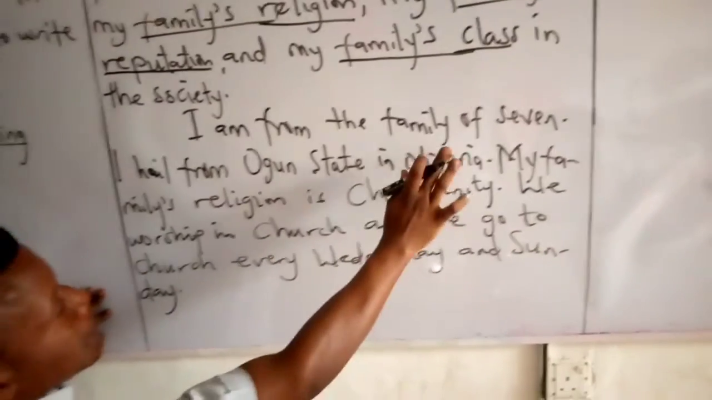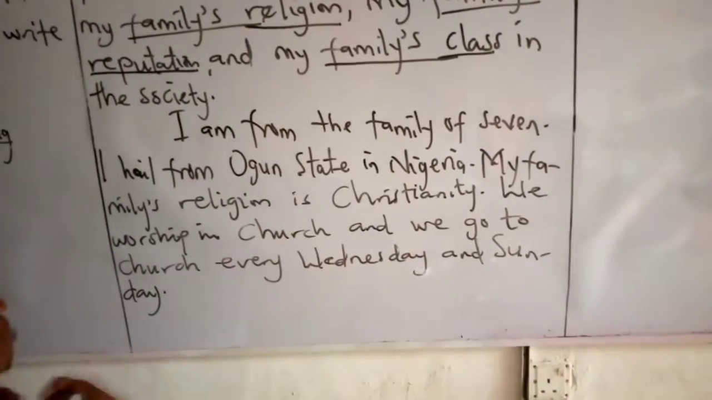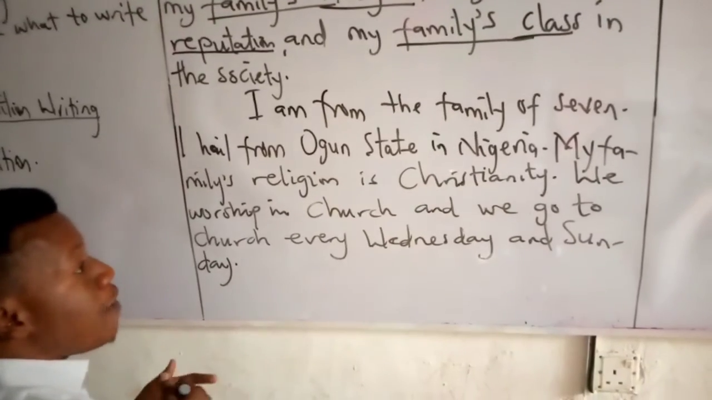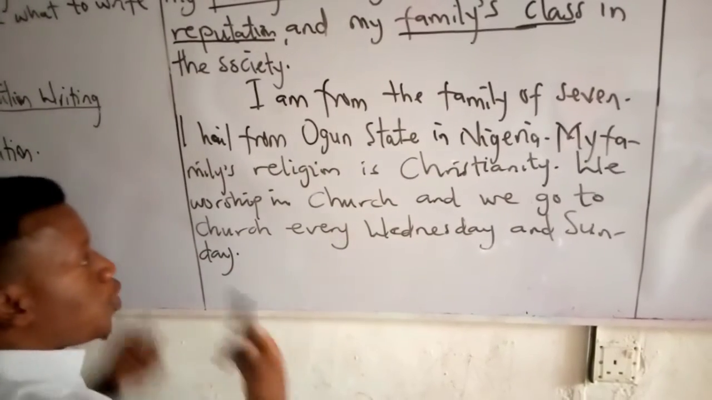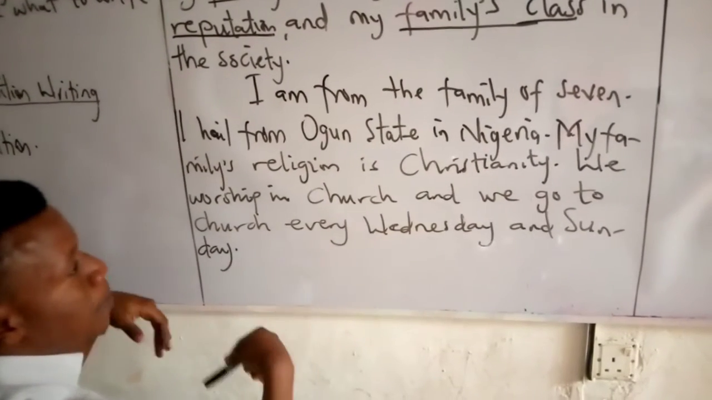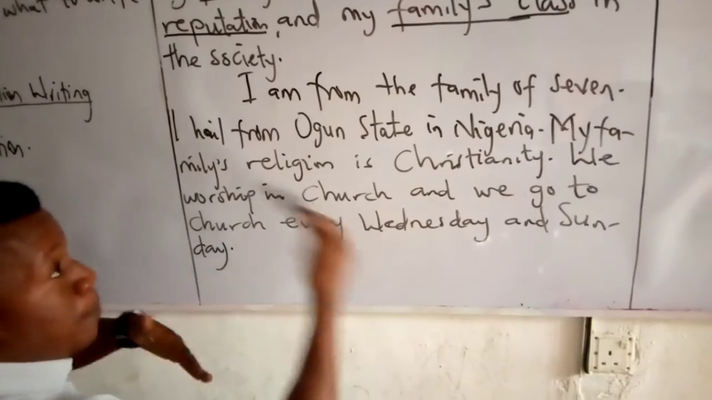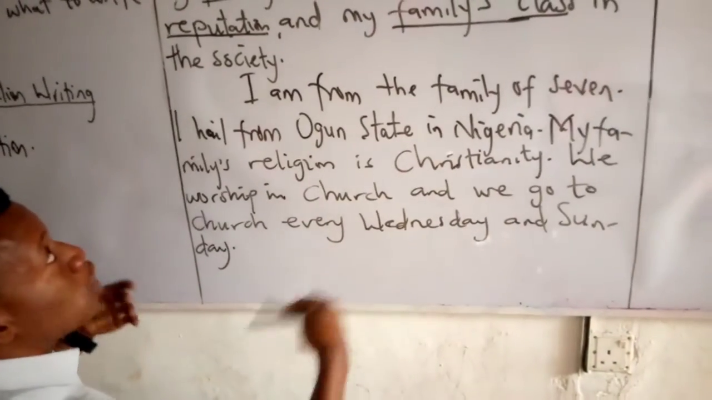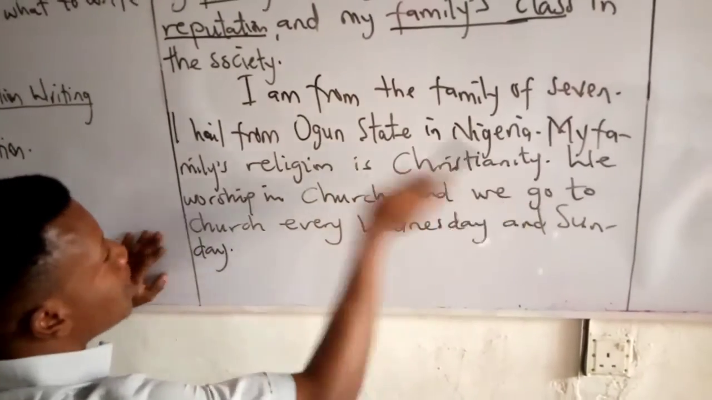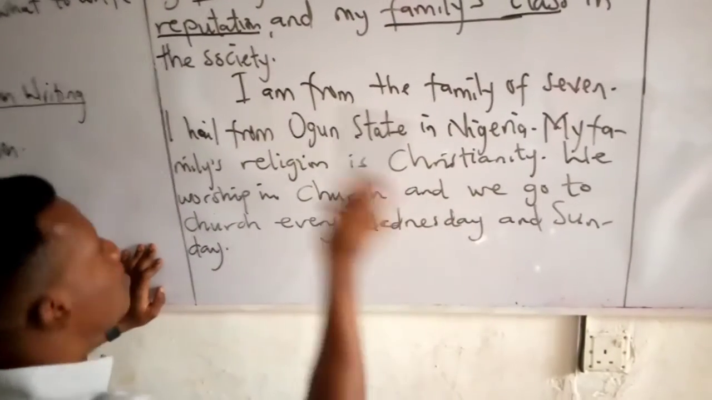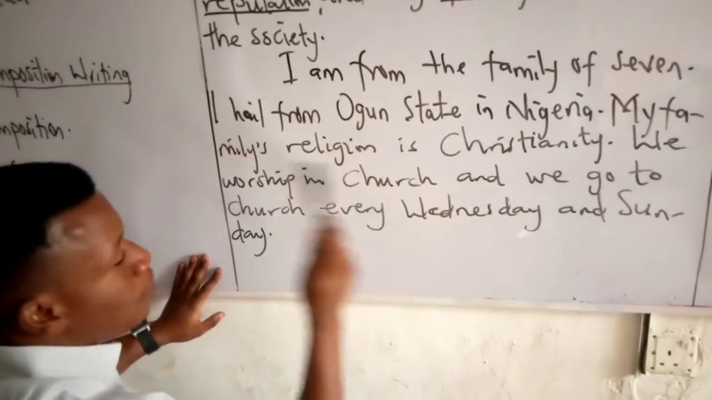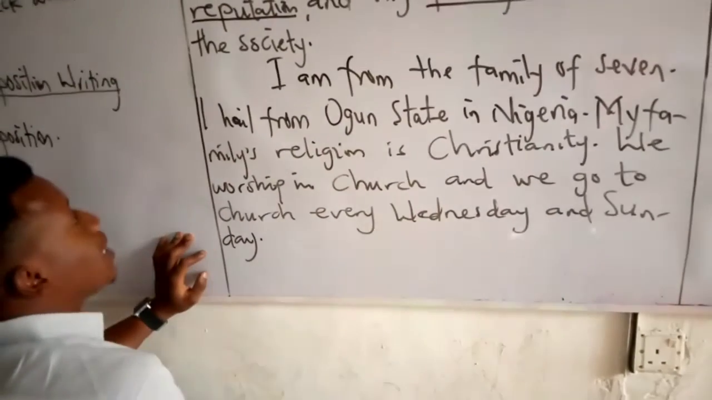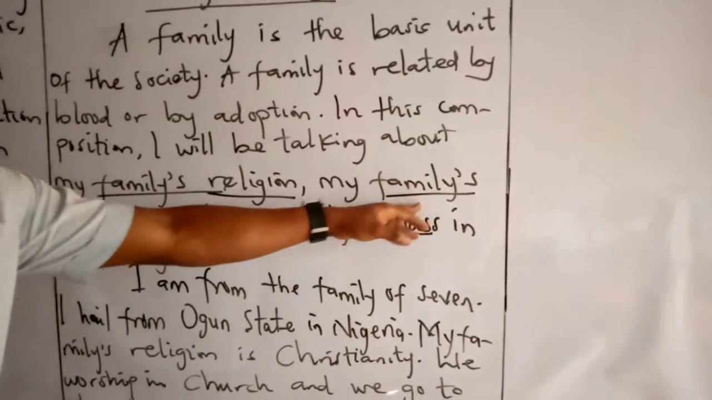Now this is my own family. You talk about your own family. If you're a Muslim, write about your own family; a Christian, write about your own family. I'm just trying to give you an example of how to write when you talk about your family. So: I am from the family of 7. I hail from Ogun State in Nigeria. My family's religion is Christianity. We worship in church and we go to church every Wednesday and Sunday. Alright, what is the next thesis statement?